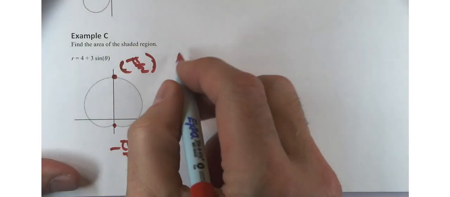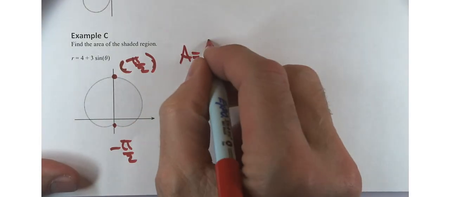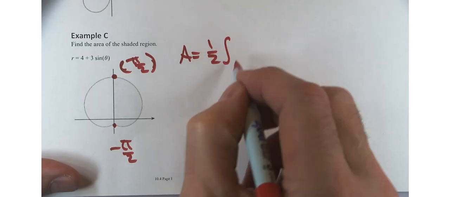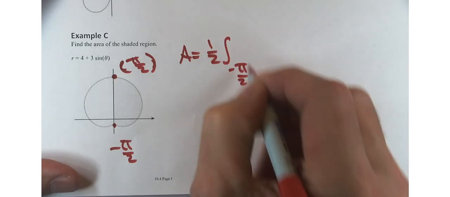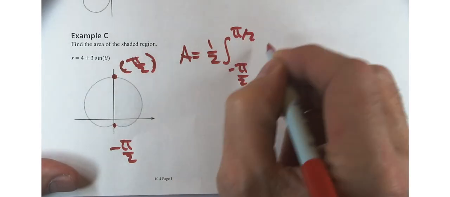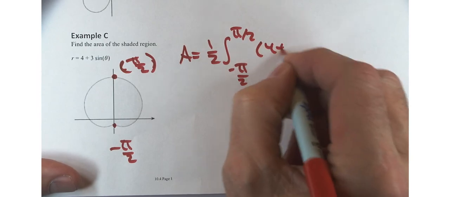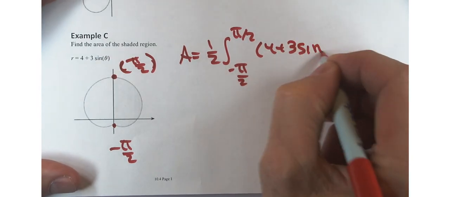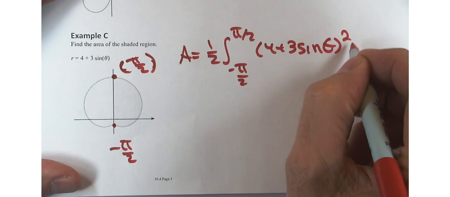The area is going to be 1/2 the integral from negative pi over 2 to pi over 2 of 4 plus 3 times sine of theta all squared d theta.